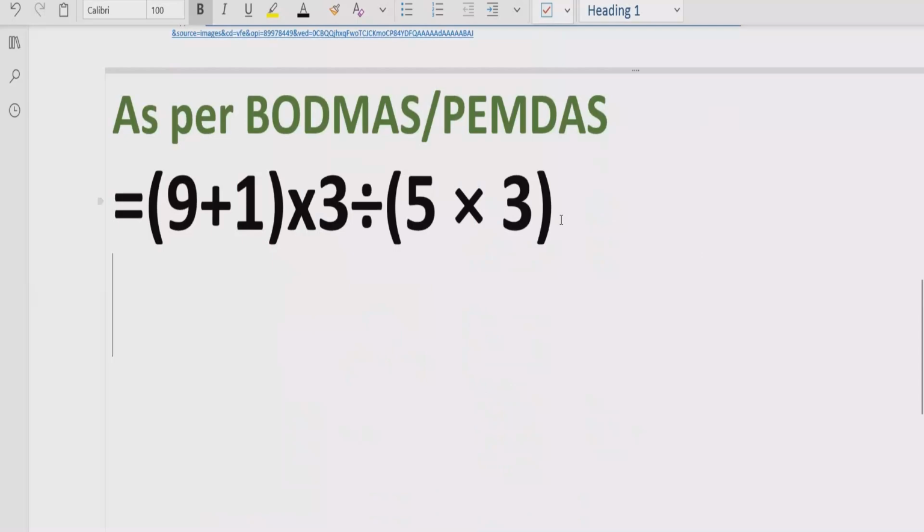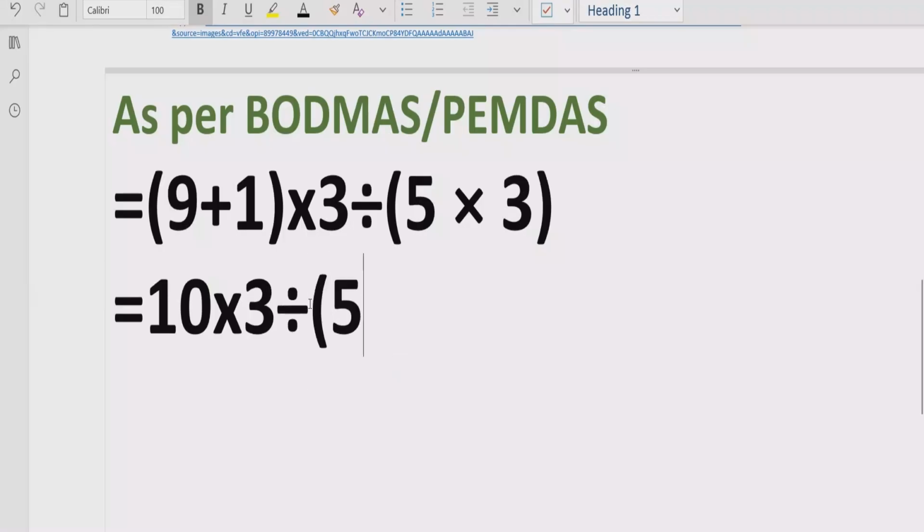According to the BODMAS and PEMDAS rule, first of all, we have to solve the bracket. So, in our expression, we have two brackets. One is this one and the other is this one. So, the question is which one we will solve first. In the bracket, we do not have a rule like this. We have to solve division and multiplication first, and after that addition and subtraction. But here we have the first bracket. So we have to solve this bracket first, which is 9 plus 1 equals 10. Multiply by 3 and divided by this bracket 5 multiply by 3, we will write here as it is.